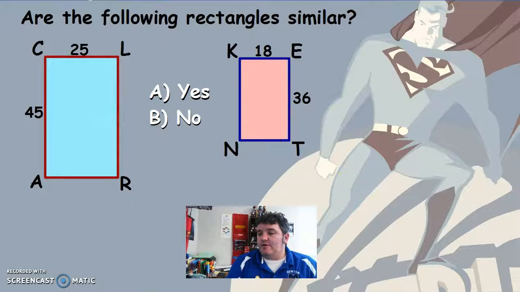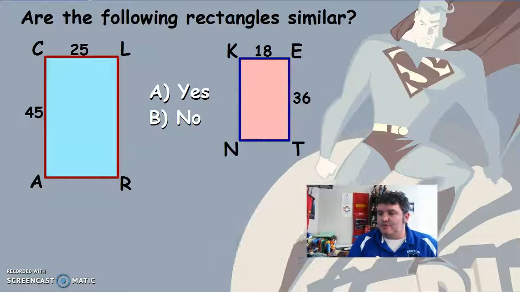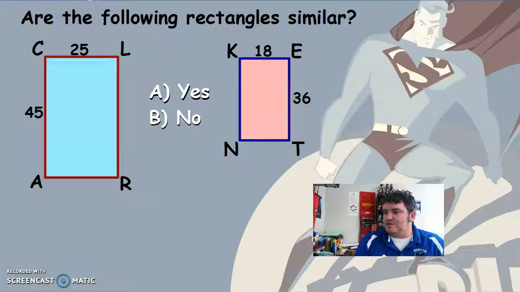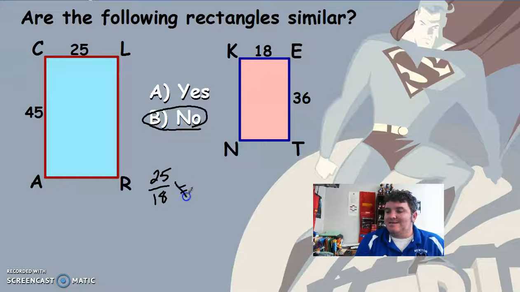So, are the following rectangles similar? The answer to this question is no. Why not? Well, when I go to do my proportions, 25 over 18 does not equal 45 over 36. Type it in the calculator. Find out.